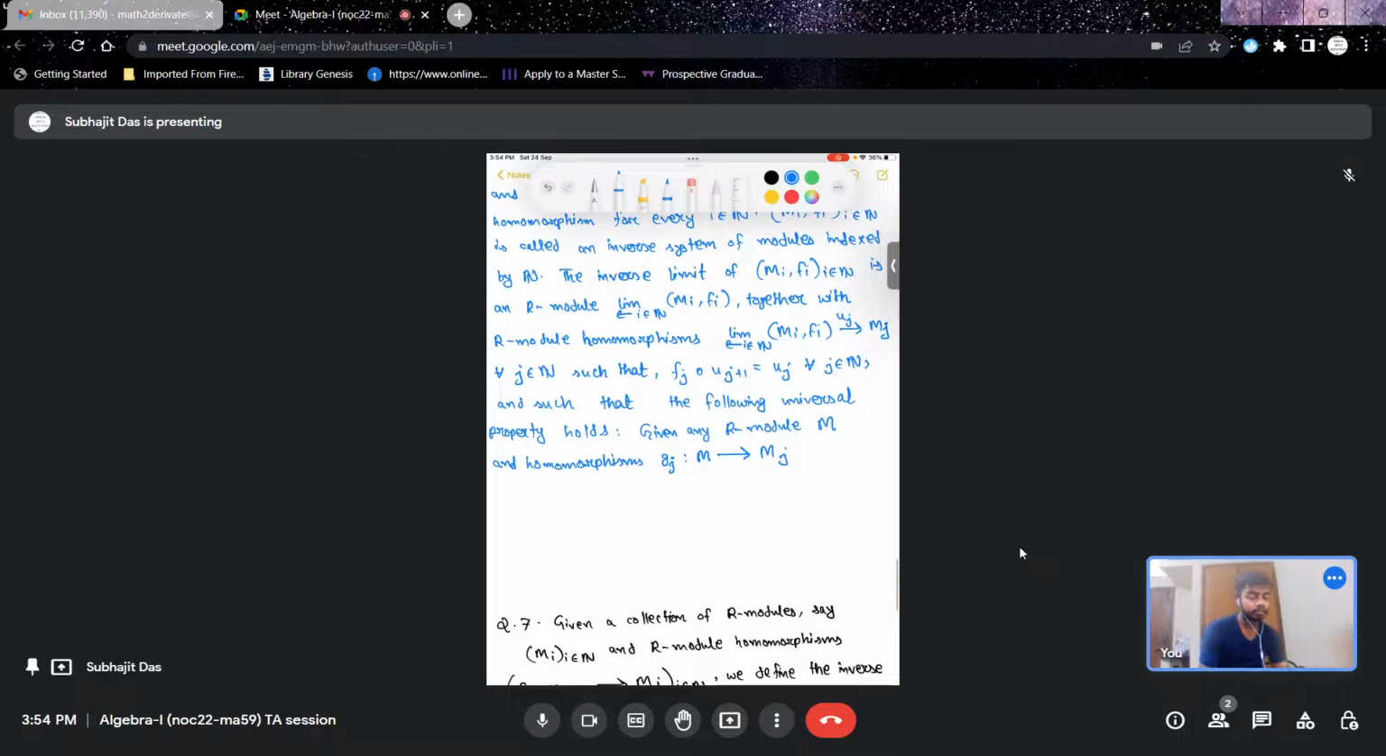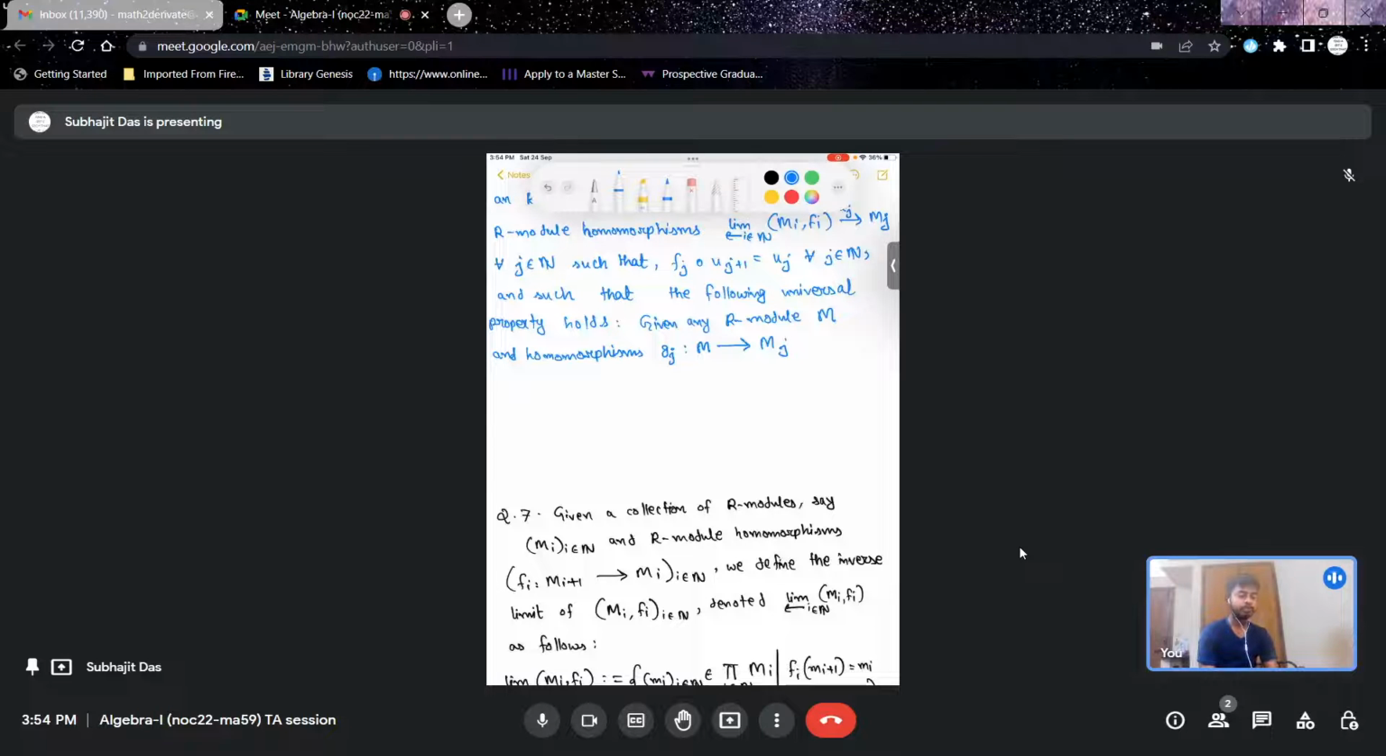To be very precise, given any R module M and homomorphisms Gj from M into Mj, such that the commutativity again holds. Here you have a module M and maps from M to each Mj. You have a map to Mj, a map from M to Mj plus 1, and a given arrow from Mj plus 1 to Mj, which is precisely your Fj. So this triangle should commute, that is, Fj composed with Gj plus 1 is equal to Gj for all j in natural numbers.